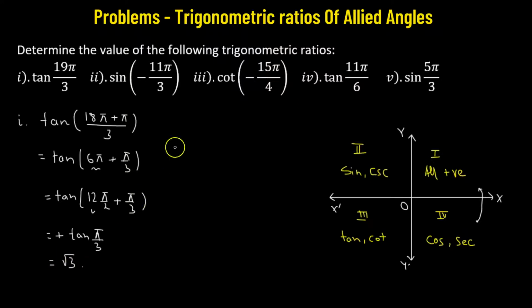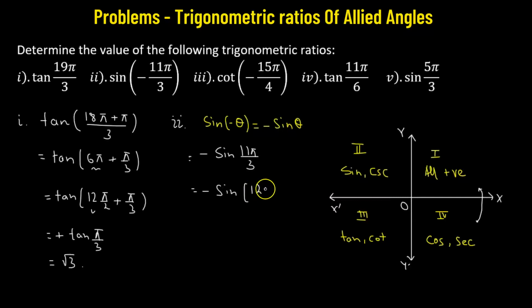Fine. Now we will move on to our second problem. Now we have sine of negative 11 pi over 3. Here we are going to use the fact that whenever we have sine of negative theta, this will equal negative times sine theta. Here theta is an allied angle of negative theta, meaning we can rewrite our given trigonometric function as negative sine 11 pi over 3. Fine. Now we'll try to reduce this. If we have negative sine, 11 pi can also be expressed as 12 pi minus pi over 3, which is going to give us negative sine of 4 pi minus pi over 3.